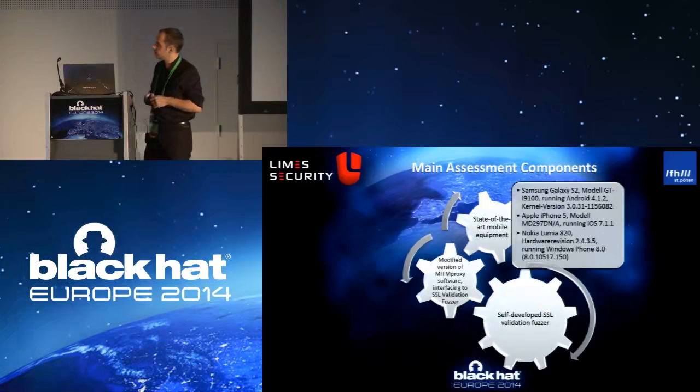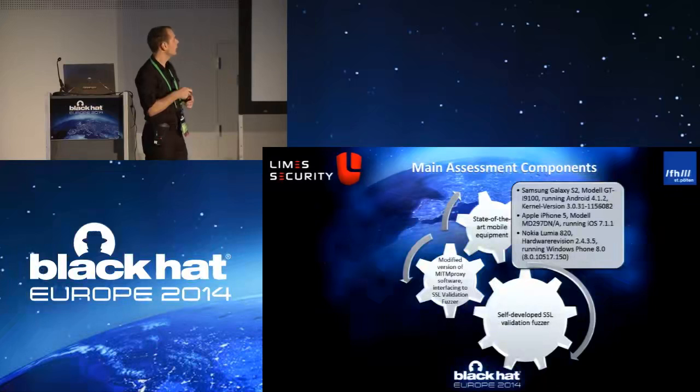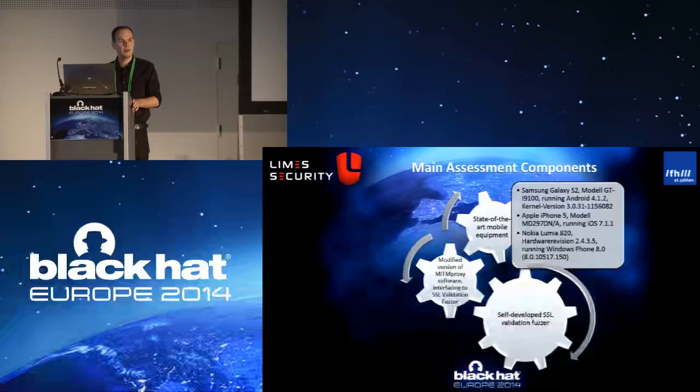So what were the main assessment components? On the client side, just regular mobile equipment, like a Samsung Galaxy S2 running Android 4.1.2, an Apple iPhone 5, and a Nokia Lumia running Windows Phone. On the software side, we had a modified version of MITM proxy. Those of you who are already into penetration testing know this software. It's a really good piece of software for doing man-in-the-middle attacks. It's open source software that we modified to interface to our SSL validation fuzzer. And finally, of course, the fuzzing component as such.